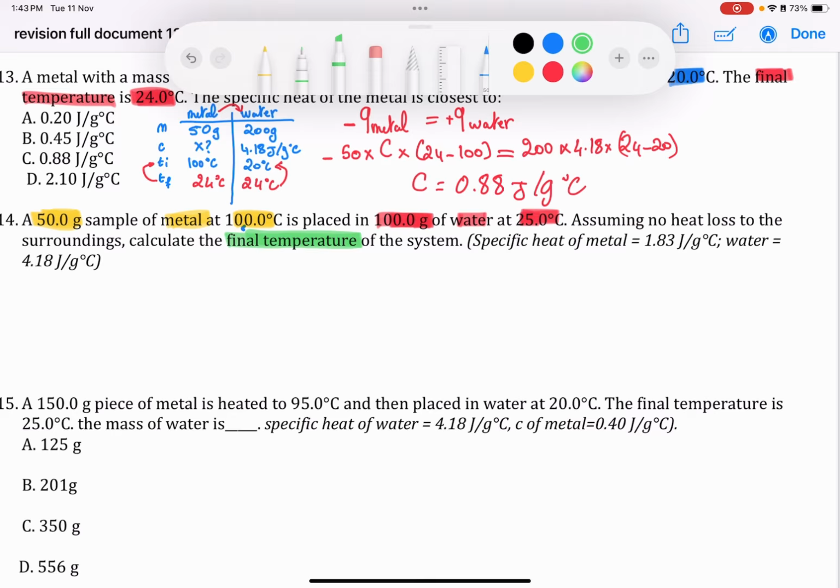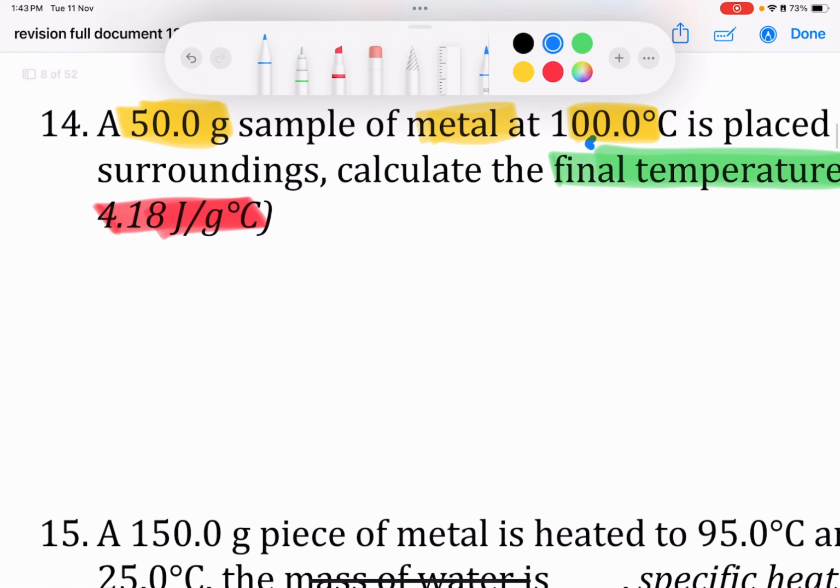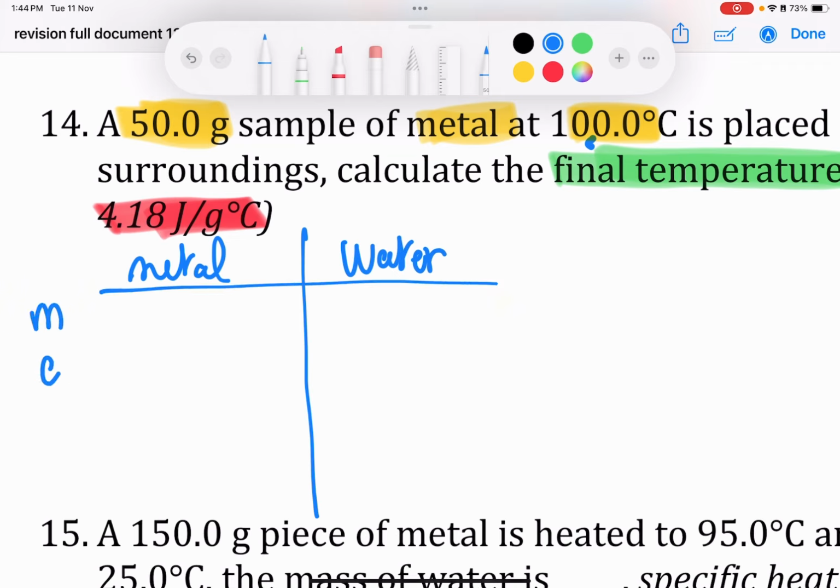The specific heat capacity of the metal is 1.83 and the specific heat capacity of water is 4.18. Now let's start. So let's put the table like this so that you'll know what you have. That's the metal and that's the water. M, C, T initial, and T final. So the mass of metal is 50 grams. The initial temperature of metal is 100.